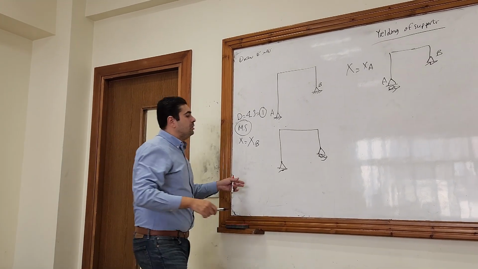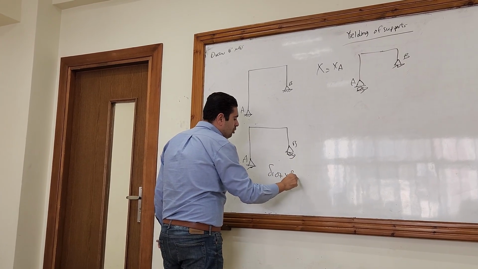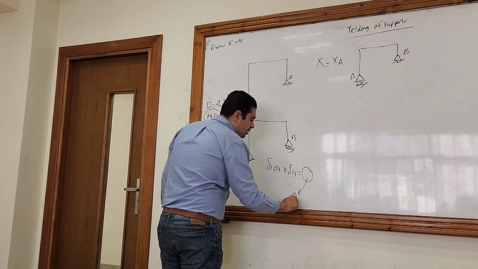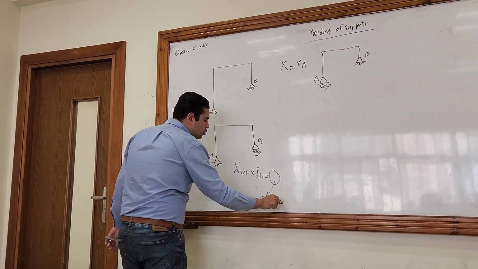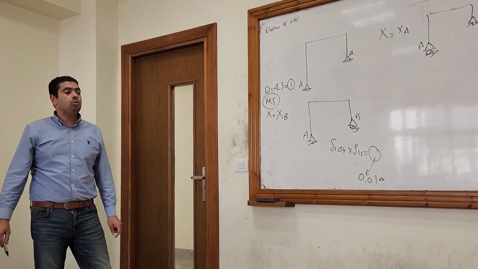What about the condition here? Instead of delta 1 naught plus X delta 11 equals 0, no, it's not equal to 0 now. It will be equal to the displacement that was 1 centimeter. So you will put 0.01 meter.